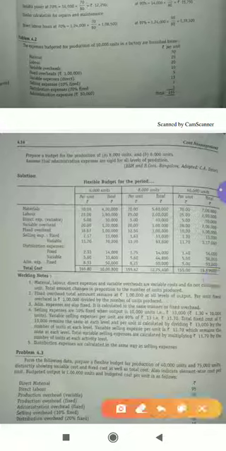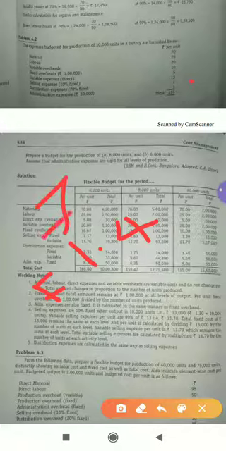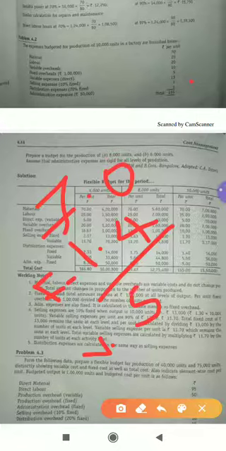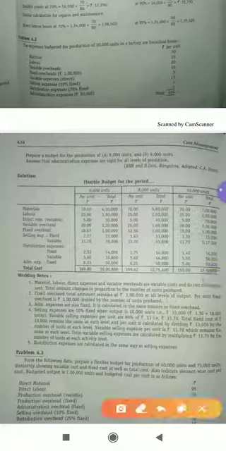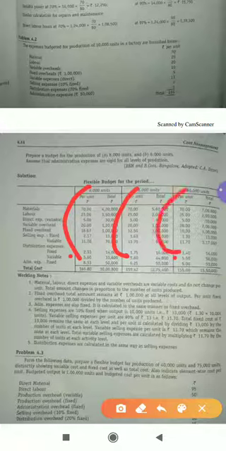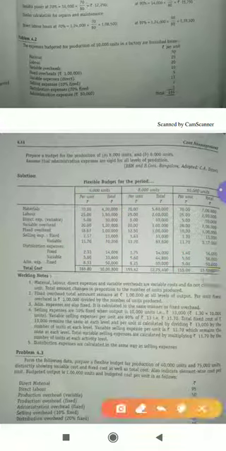Done. Now out of 7 rupees, 1.4 is fixed. So that means variable will be how much? 5.6. Okay. Now 5.6 is variable cost per unit. I have told you already, variable cost per unit will remain same. So 5.6, 5.6, 5.6. Just you have to multiply with 6,000, 8,000 and 10,000. So then we will get 33,600, 44,800, 56,000. And the next one, what we have? Administration expenses.